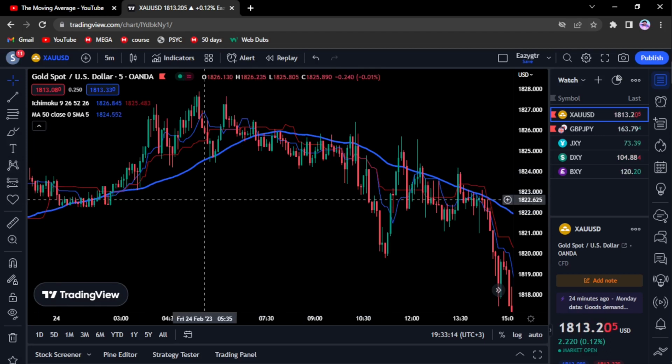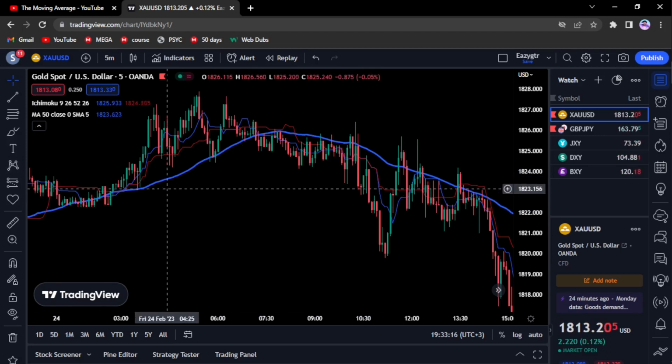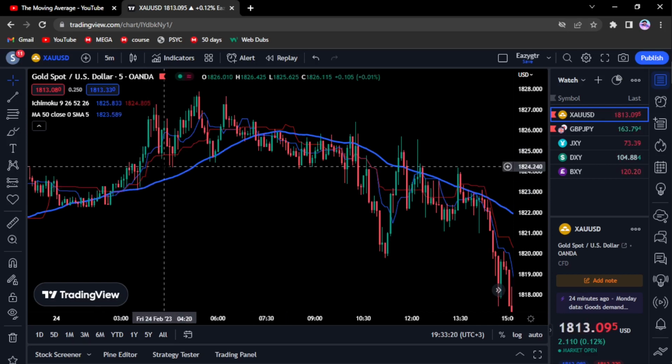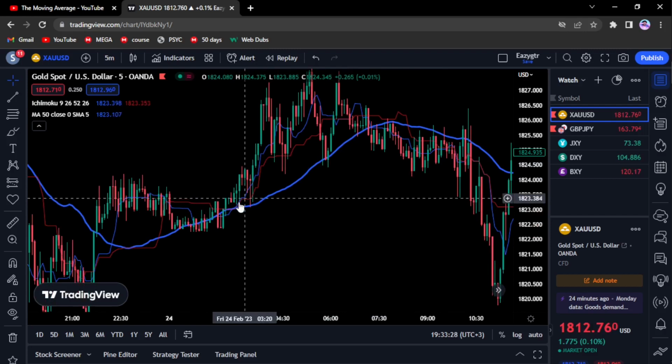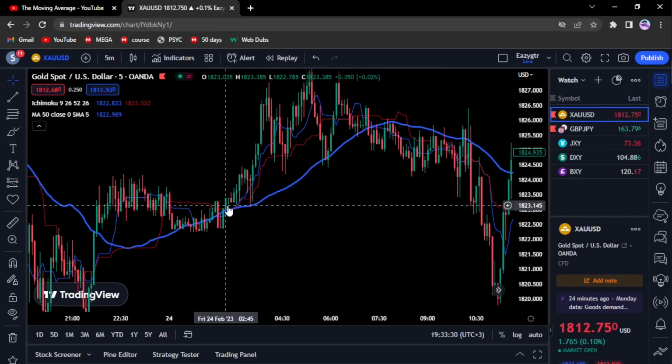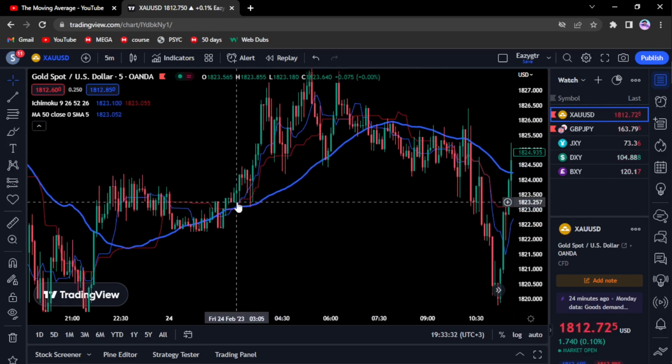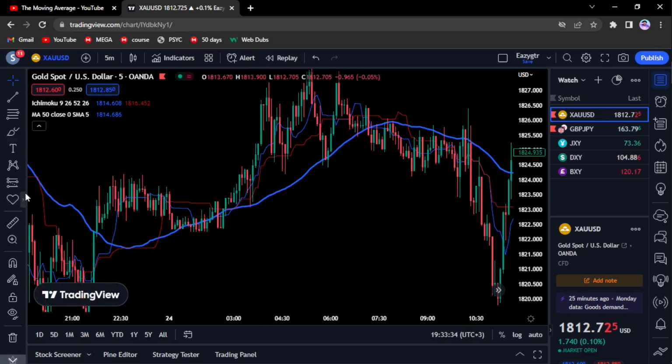So have a pen and paper. Step one, look at where the price is in accordance with the aqua. If it's above, only take buy signals. If it's below, only take sell signals. And what are the signals? If it's above, you only want to look for the crossover. If the blue crosses over the red, here's your entry.